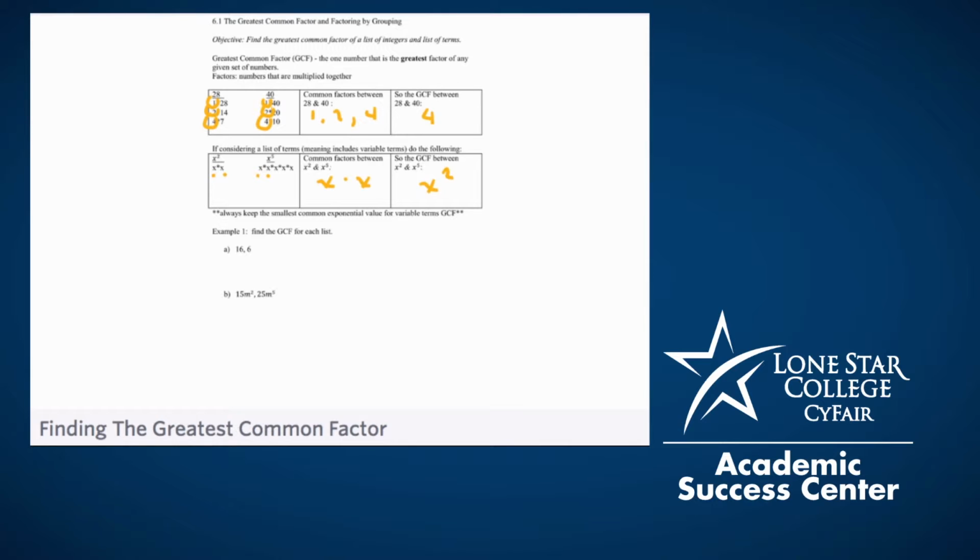Always keep in mind that when you're dealing with variables or like base variables, you're looking for the smallest exponential value to be considered your greatest common factor between variables. Let's look at example 1a.